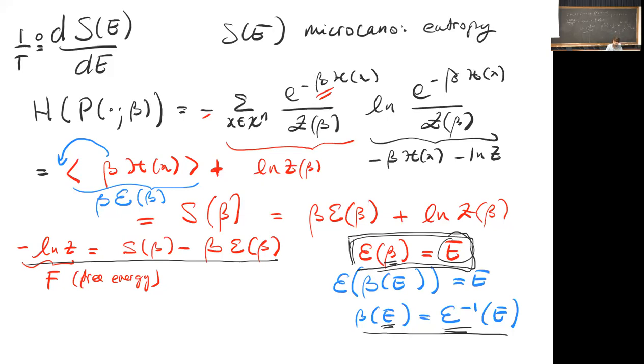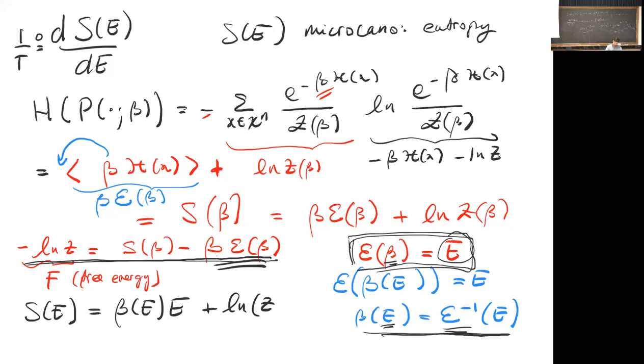So now this relation expressed instead as a function of the internal energy, not anymore as a function of the inverse temperature, reads S of E now is equal to beta of E, which is given by this relation here, times E, this is this term, plus log of Z that depends on beta, which is a function of E. Where this beta of E again is given by this relation.